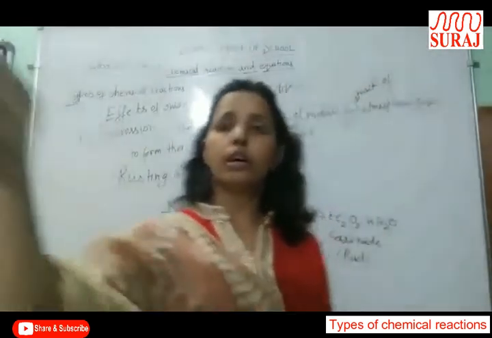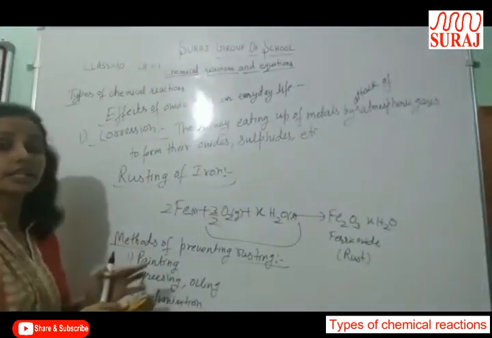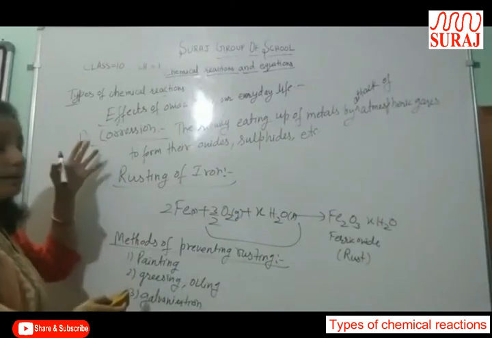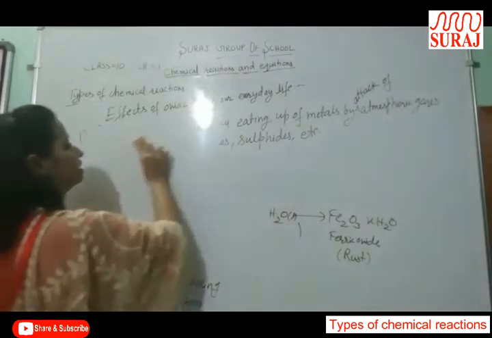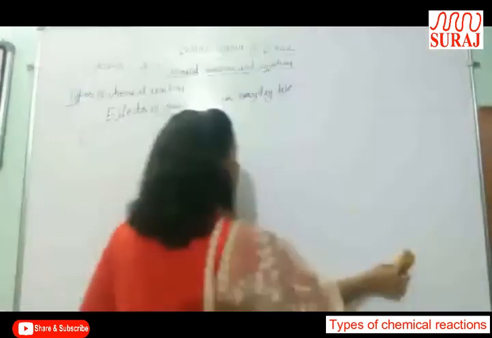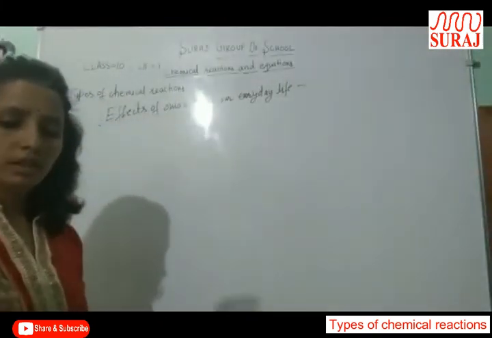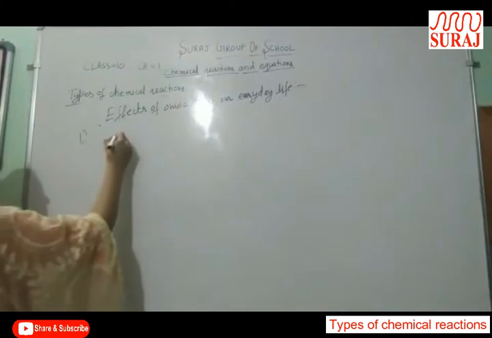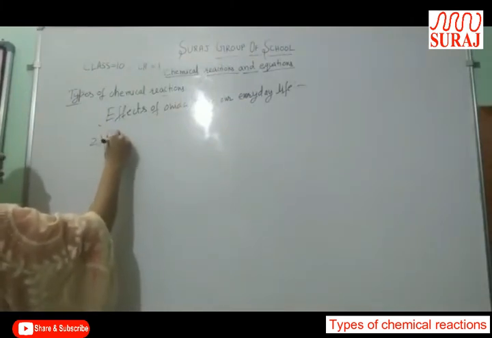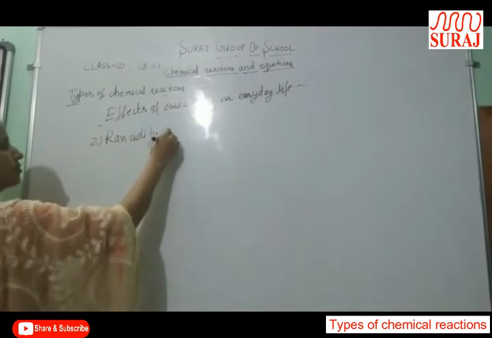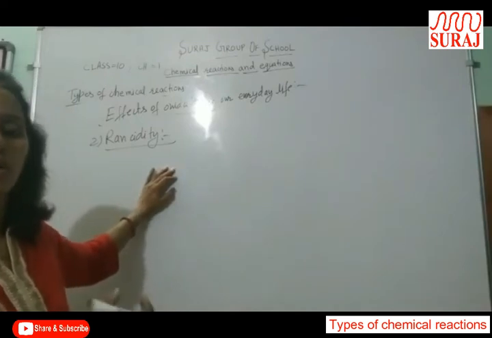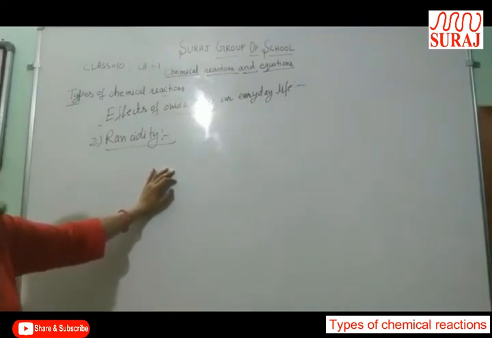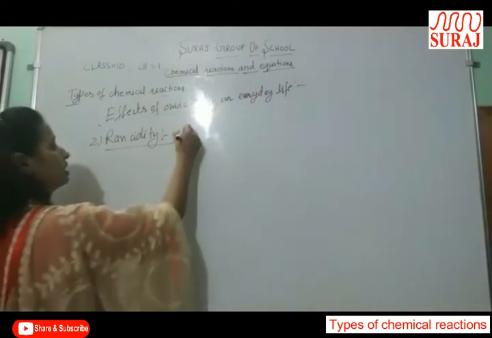The last topic of this chapter is rancidity. First is corrosion and second is rancidity. Rancidity is the oxidation of fat or oil. The oxidation of oils or fats in food.